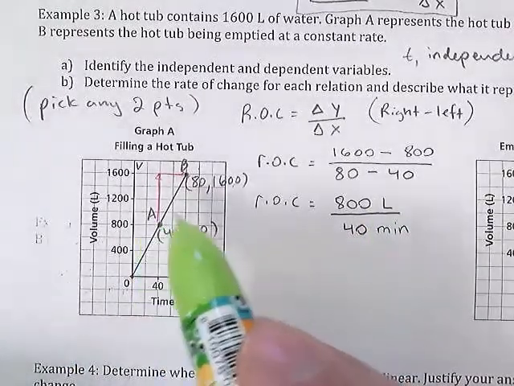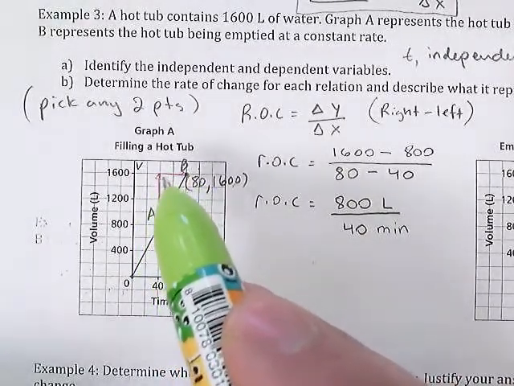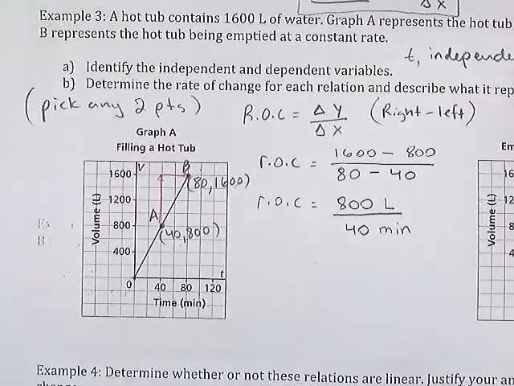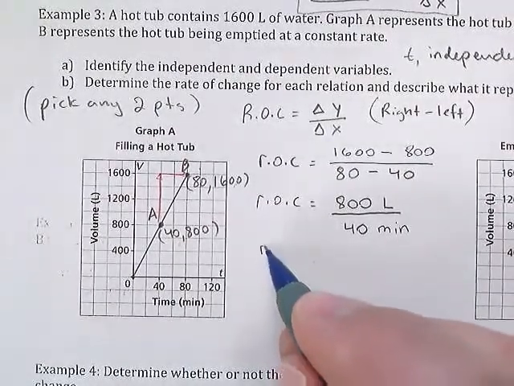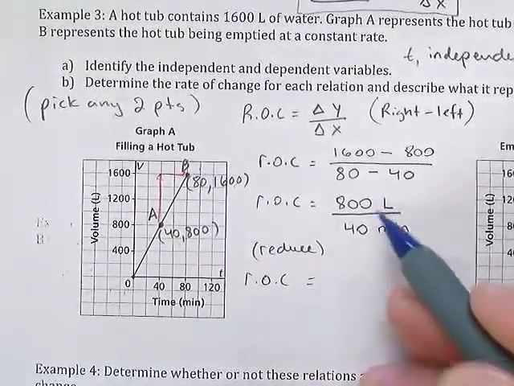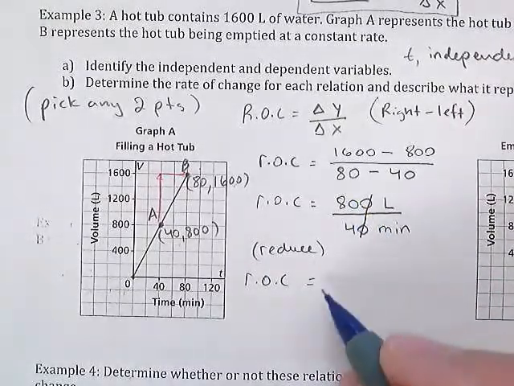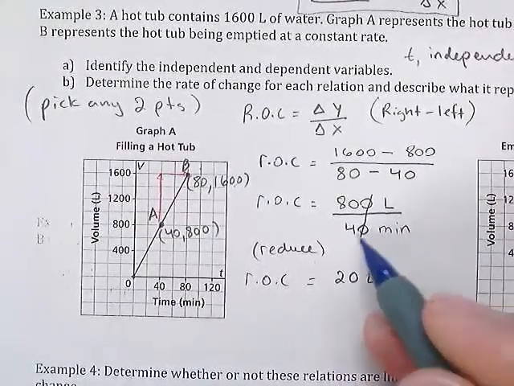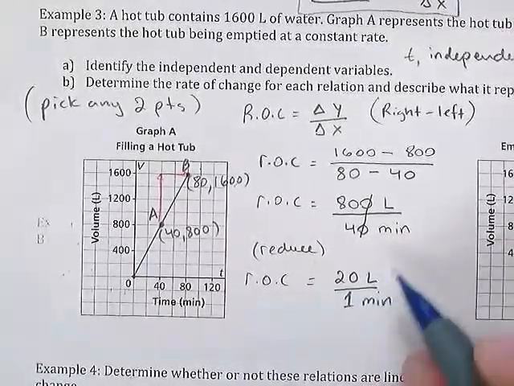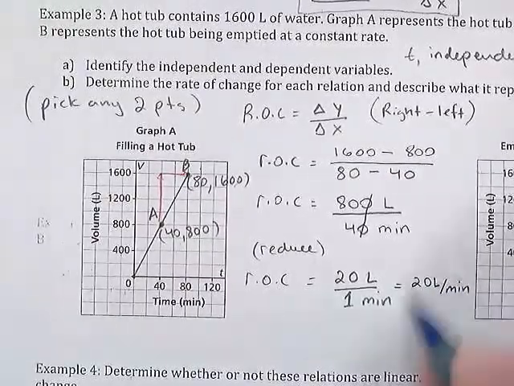Okay, so you can actually see the rate of change right here. It's comparing the vertical over the horizontal, or the change in the dependent over the change in the independent variable. We can now reduce this, right? Don't forget that. So for the rate of change, we can cancel out the trailing zeros, so it's 80 over 4. 4 goes into 80 20 times and into 4 one time. So we write it like this, watch: 20 liters per minute. That's how we want to state it at the end.